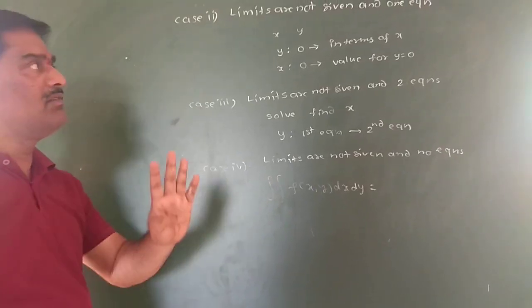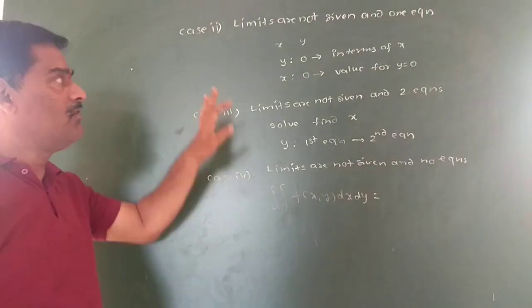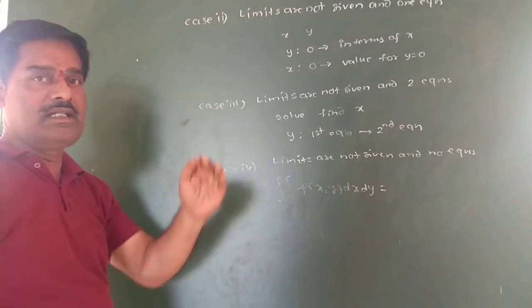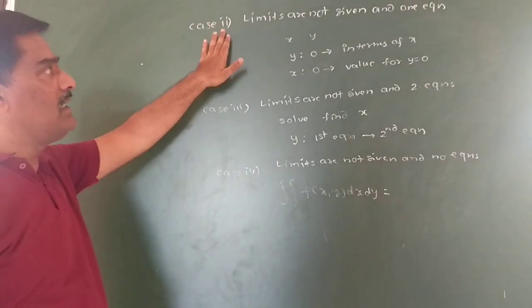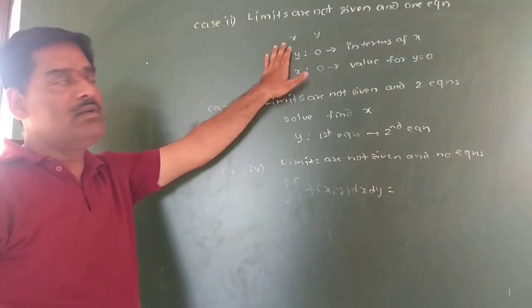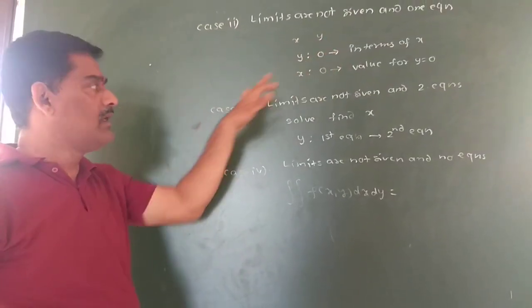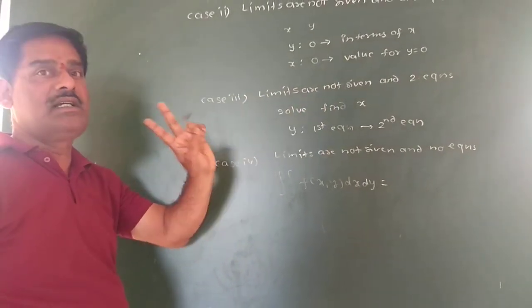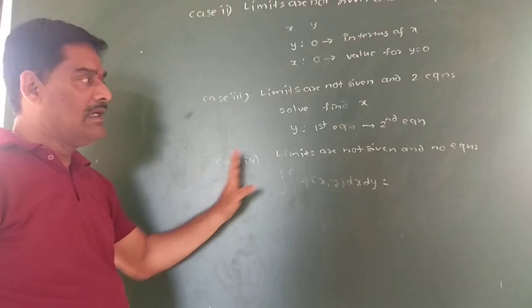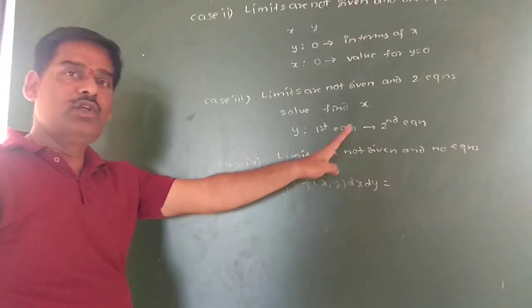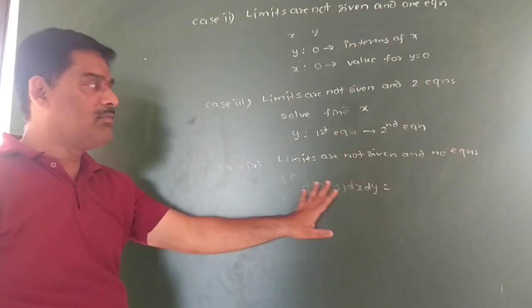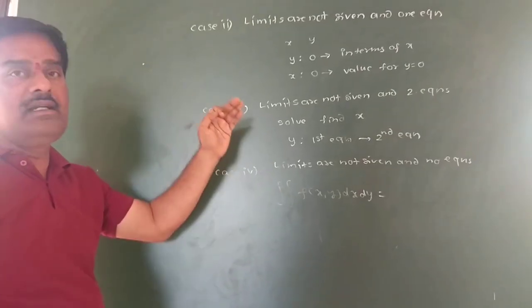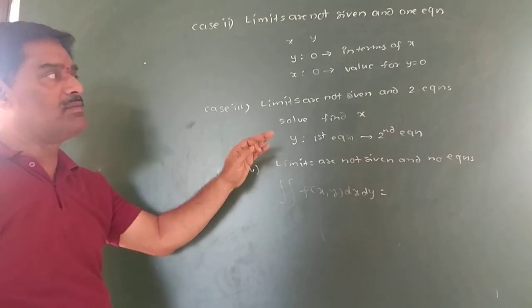So till now I have given the 4 different cases. First case is limits are given, and again that is divided into certain categories. Coming to case 2, limits are not given, only one equation is given. Case number 3, limits are not given but two equations are given. Case 4, limits are not given and no equations are given. Then you apply the general integration process. So this is how you calculate the double integration corresponding to the function.